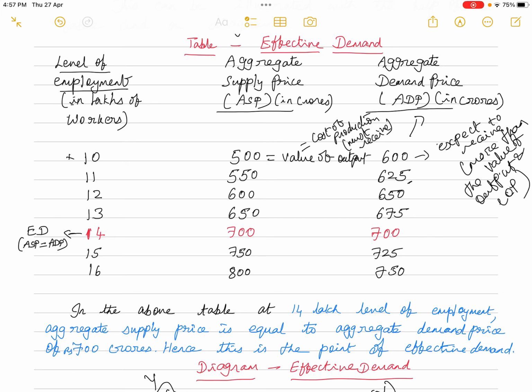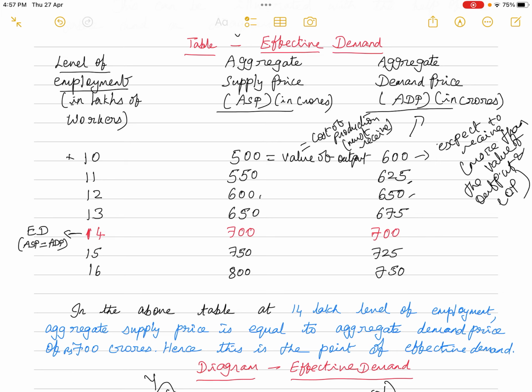625 crores. When 12 lakh labor force are employed, the producer still increases the expectation to 650 crores. Even though the cost of production is only 600 crores, the producer expects to receive 650 crores. So like that, when the level of employment keeps on increasing from 10 lakh workers to 16 lakh workers, then the aggregate demand price, that is what the producers expect to receive, also increases from 600 crores to 750 crores.